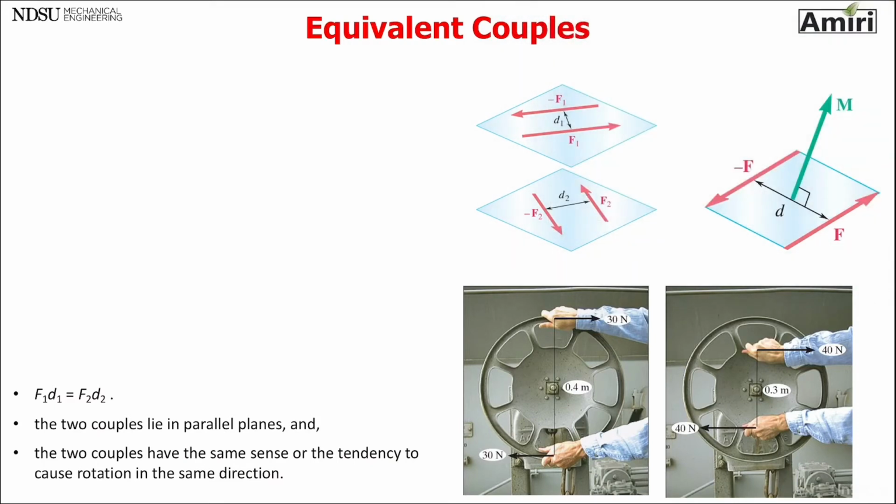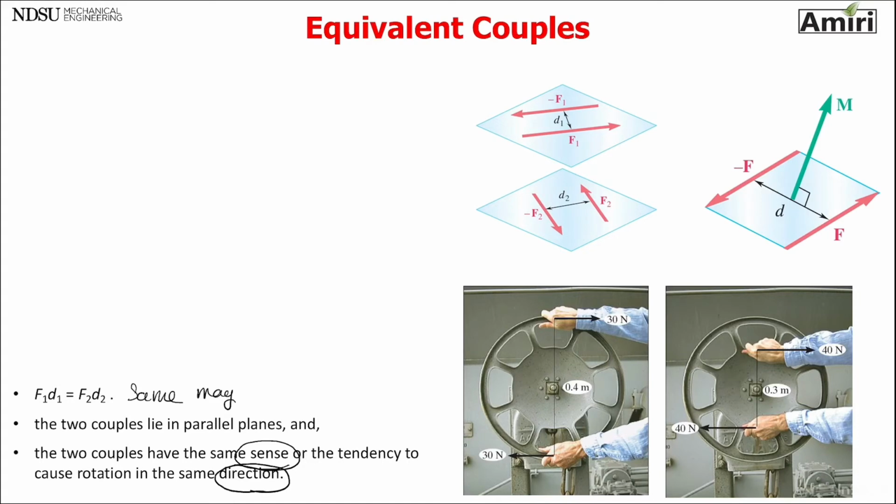Let's talk about equivalent couples. We call two couples equivalent if they have the same magnitude, same direction, same tendency to cause rotation in the same direction, and both of them lie in a parallel plane.